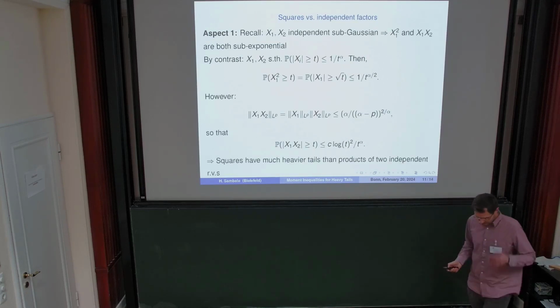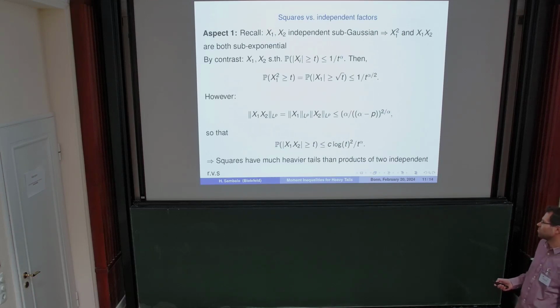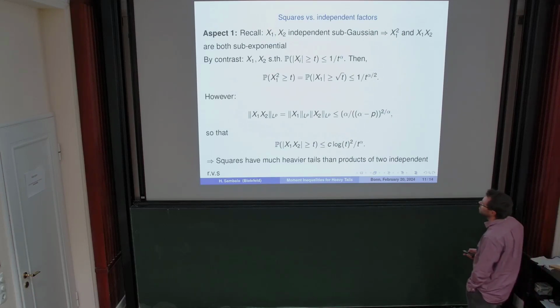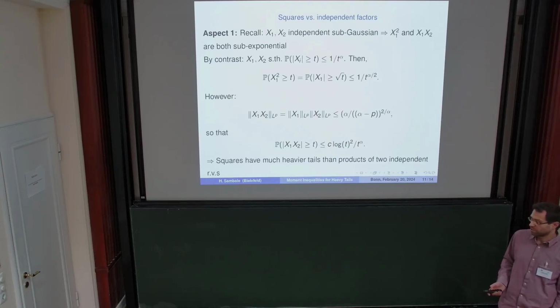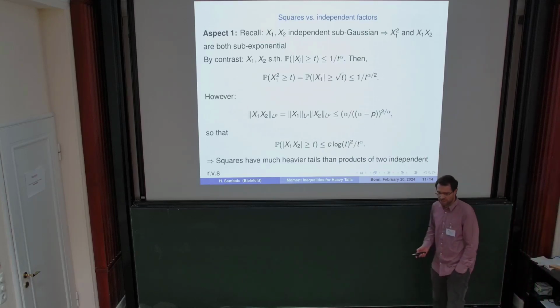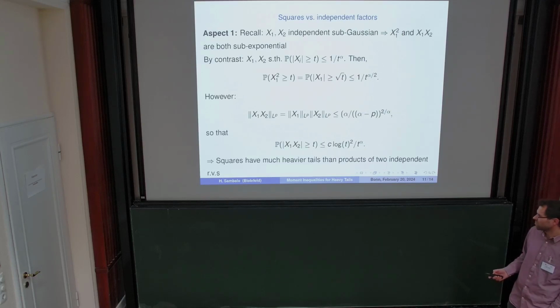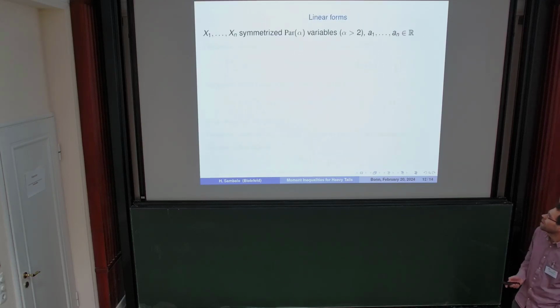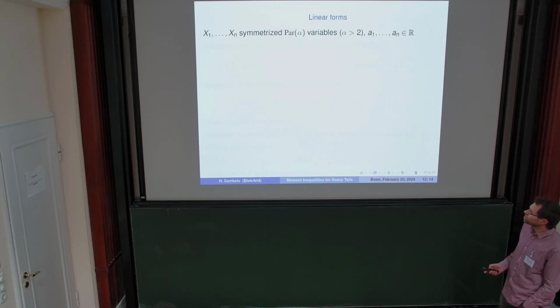And the moral of all this is that in the Pareto case, squares have much heavier tails than products of two independent variables, and this is already a crucial difference to the standard case. And not only to the sub-Gaussian case, but also to all this alpha-exponential stuff, right? That's basically the same, but here something different happens.